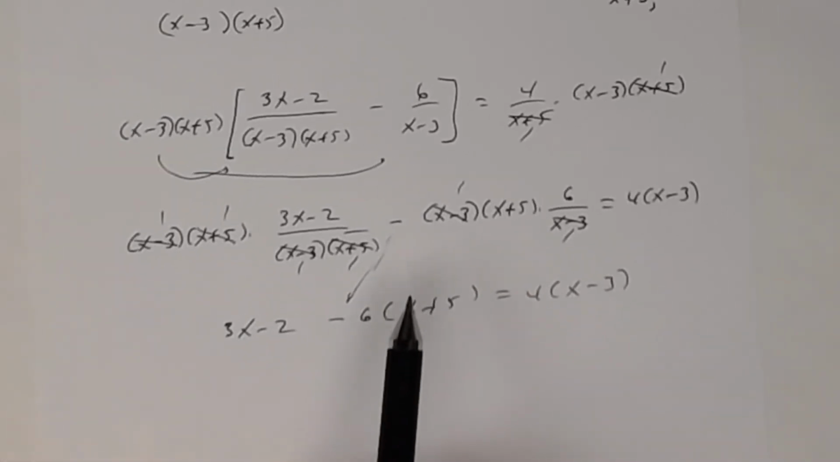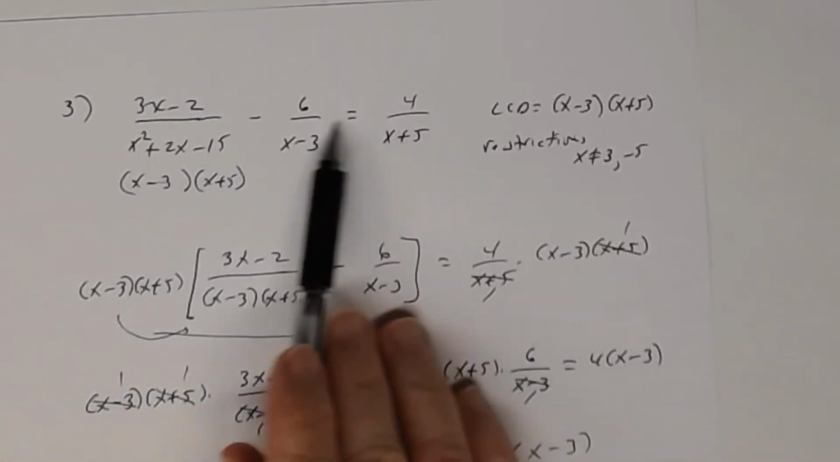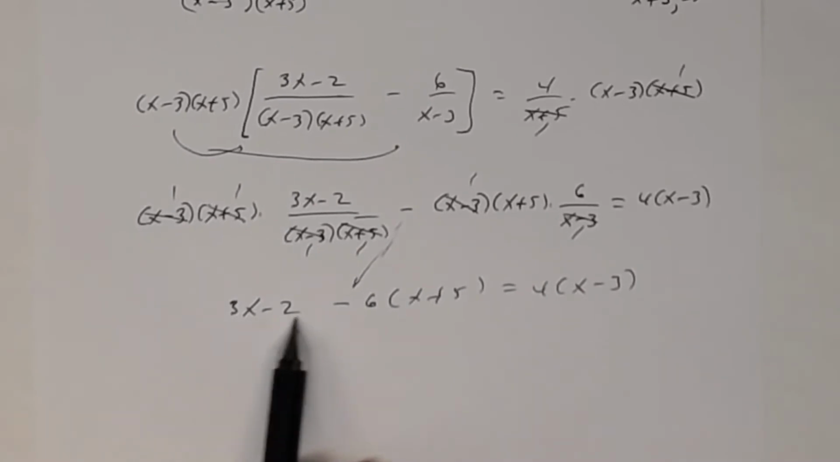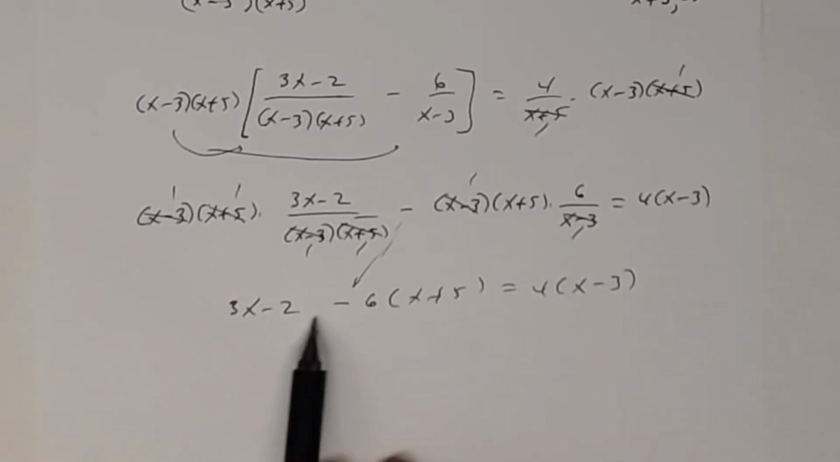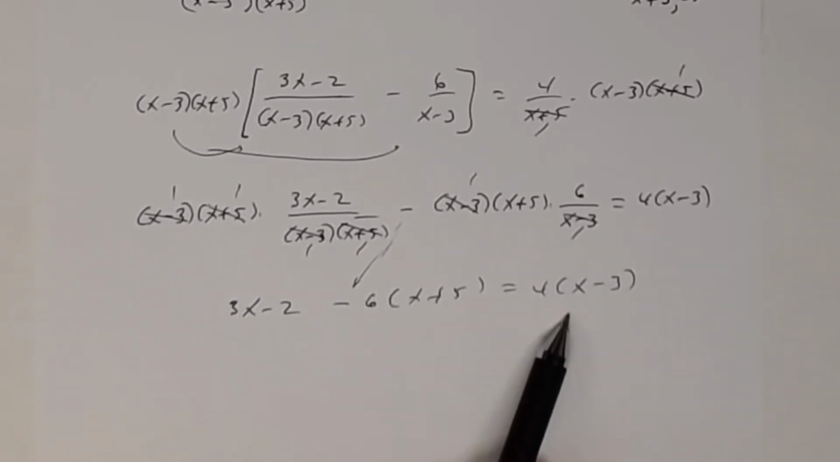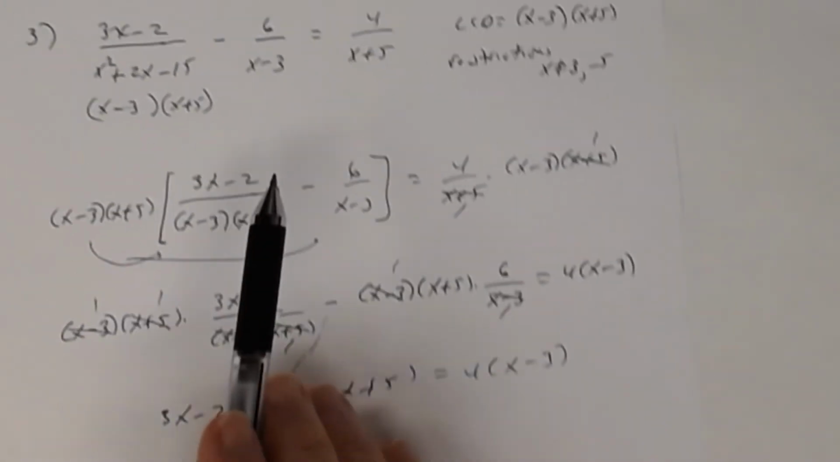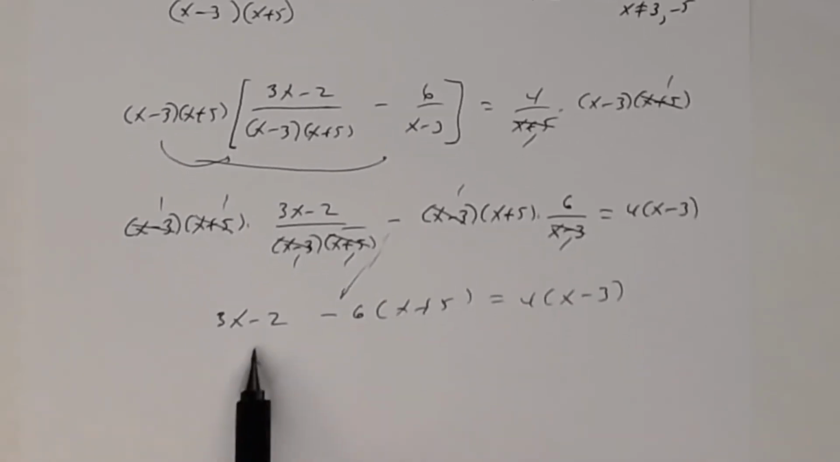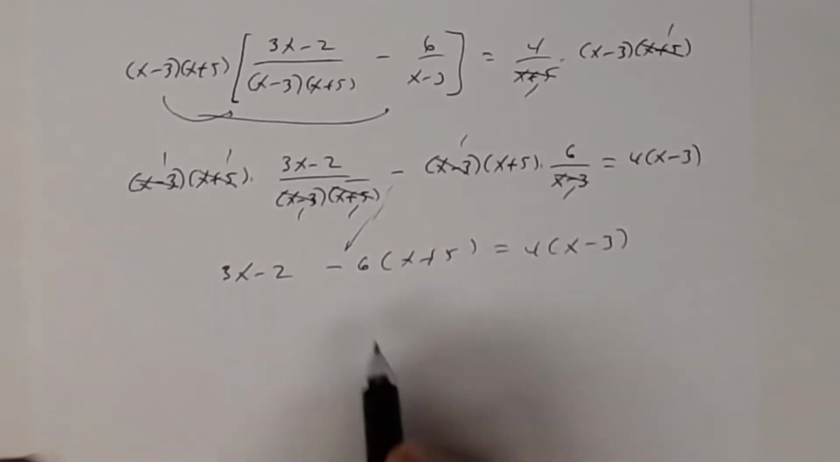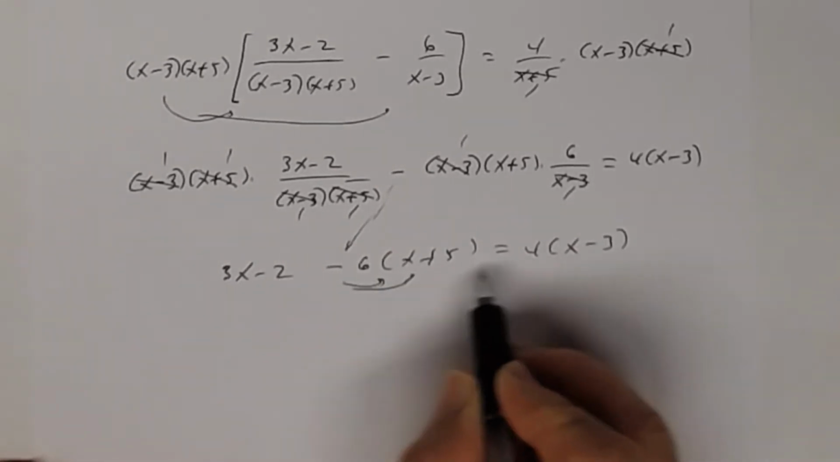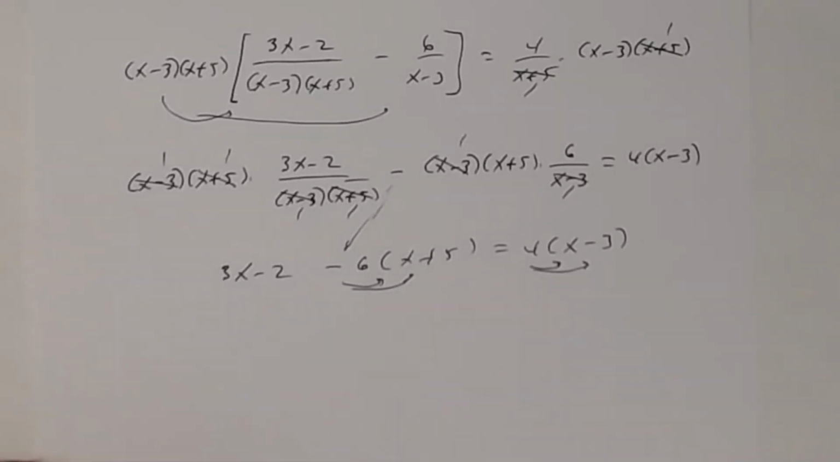And so now notice I went from a rational equation to an equation without any fractions. And in fact, this equation here is now linear. So I went from a rational equation to a linear equation. And now I'm going to go ahead and distribute. So I'm going to distribute the negative 6 here and distribute the 4 here.